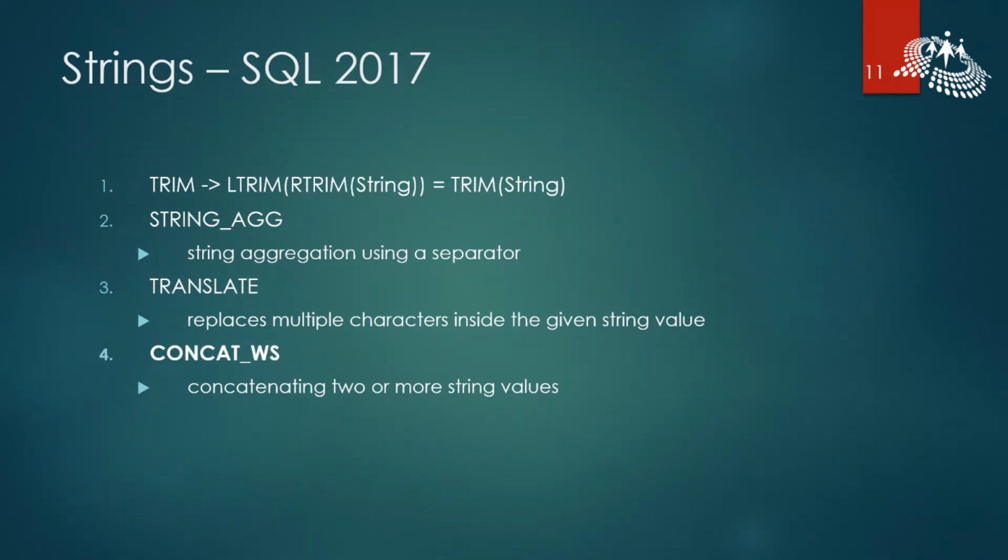CONCAT_WS. So actually, CONCAT is an old function introduced in SQL Server 2012, and it returns a string that is the result of concatenation of two or more string values. The new function, CONCAT_WS, introduced in SQL Server 2017, concatenates a variable number of arguments with the delimiter specified in the first argument, so the separator. If you need the same separator between two or more strings, then CONCAT_WS is the command you are looking for.